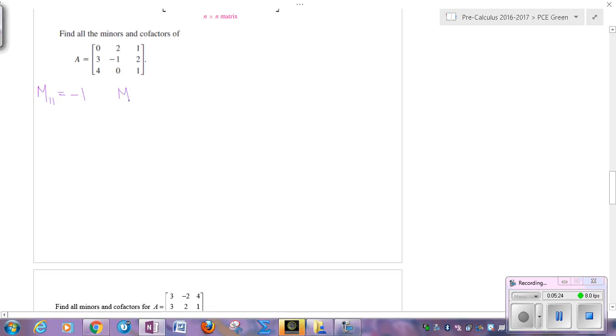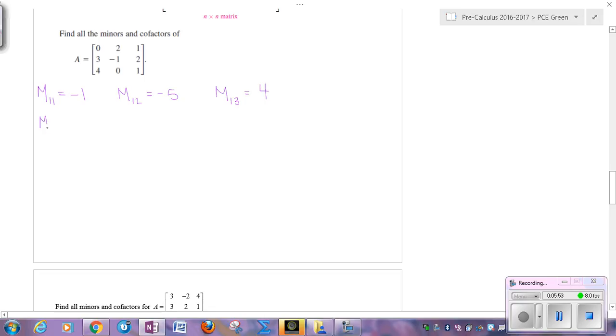So the next one I'm going to do first row, second column. So I'm going to cross out the first row, second column. So I'm going to do 3 times 1, so 3 minus 8. So that's going to give me -5. And then I'm going to do the minor for the first row, third column. So I'm going to cross out first row, third column, 0 minus -4. So that's going to give me a 4.